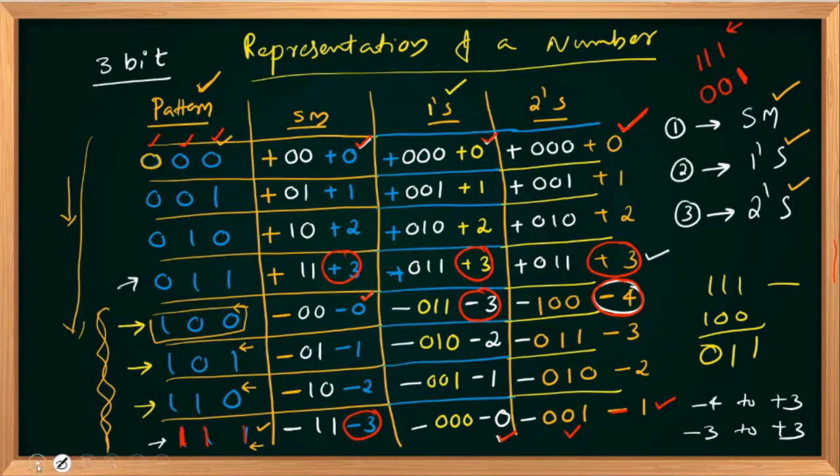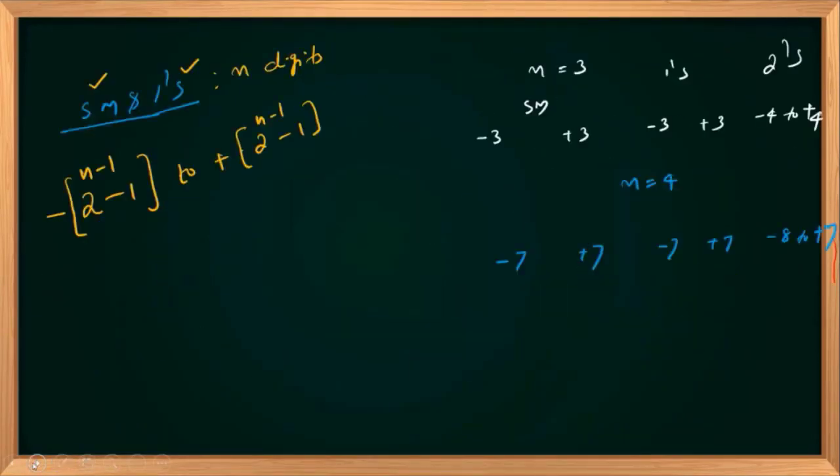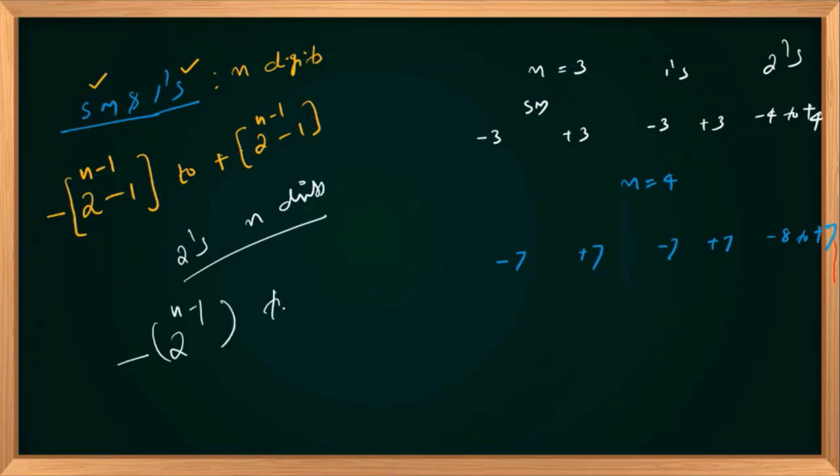Okay, right. So this is the general expression for signed magnitude. Similarly, you have one extra range if it is 2's complement representation using n digits. It is from minus 2 power n minus 1 to positive 2 power n minus 1, minus 1. So you can keep that in your mind. Let us have one or two questions based on this.